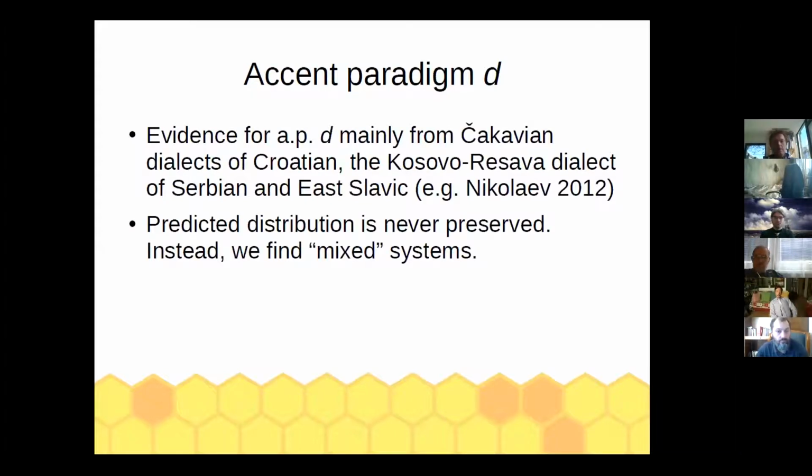Now, it's important to realize that the predicted distribution of O and U stems with paradigms B, C, and D all separated is actually never preserved. Instead, we find mixed systems. So on the basis of mixed paradigms, we have to reconstruct the original situation, which makes our work a bit difficult. But it also raises the question whether maybe we can explain the material without having to reconstruct an additional accent paradigm in Proto-Slavic. And what I'll argue here is that that is indeed the case.